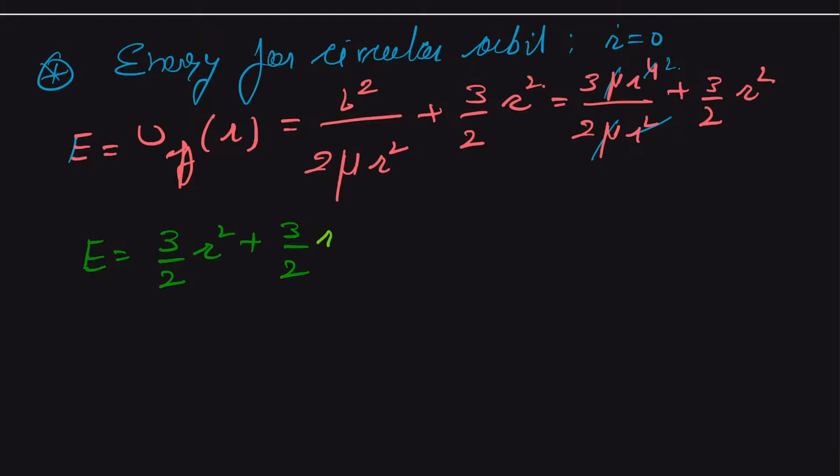Therefore, our energy E will be equal to 3 by 2 k R square plus the second term is also 3 by 2 k R square, giving us 3 k R square, but the total energy is given to us as 12 joules. Therefore, from here we can say that our R is equal to 2 meters. So this is our first one.